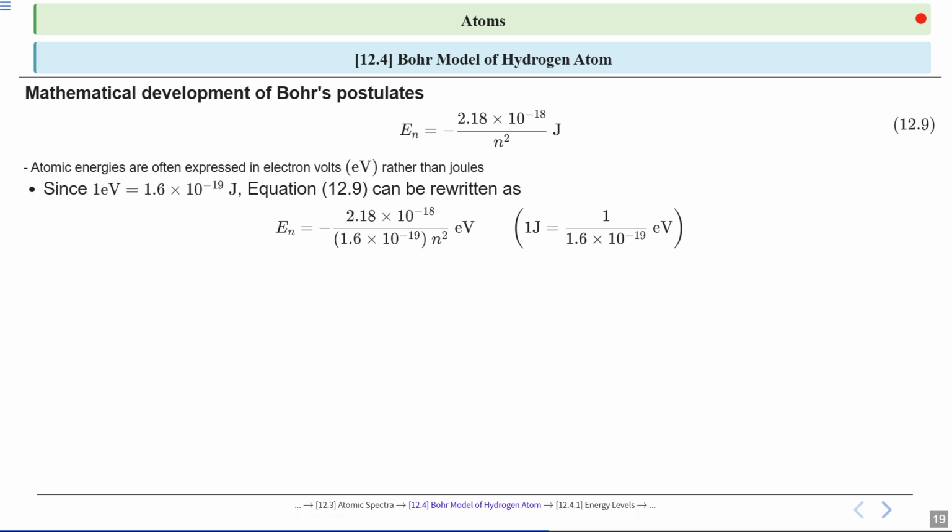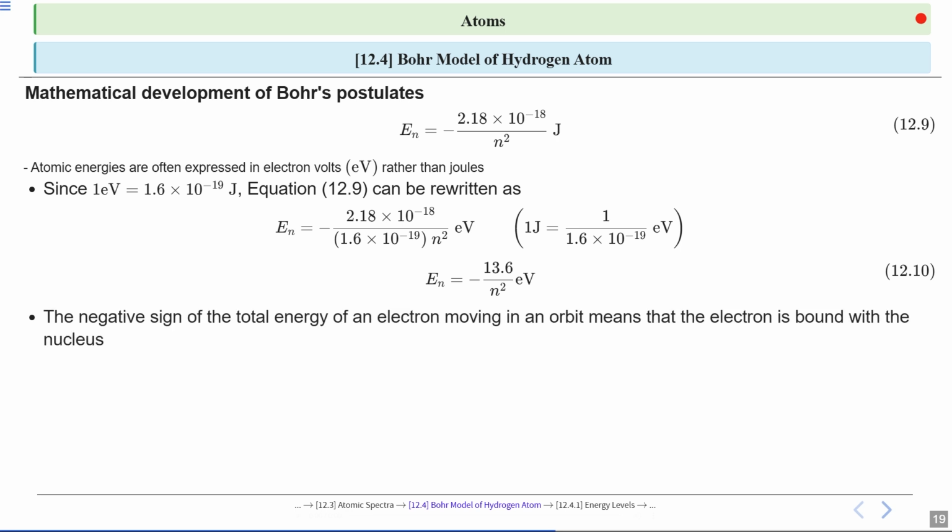Remember, 1 joule equals 1 divided by 1.6 times 10 to the power minus 19 electron volts. This step shows the direct conversion and sets us up for a simpler expression. After simplifying, we get En equals minus 13.6 divided by n squared in electron volts. This is a key result for hydrogen atom, and mark it as equation 12.10. The negative sign in the energy means the electron is bound to the nucleus. It doesn't have enough energy to escape on its own. To free the electron, we would need to supply energy to overcome this binding.